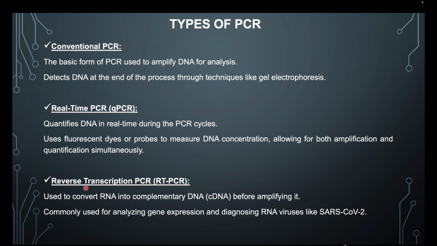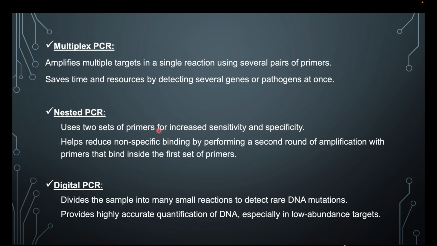Now reverse transcription PCR. Here what happens? It is used to convert RNA into complementary DNA before amplifying it. So it is commonly used for analyzing gene expression and diagnosing RNA viruses like SARS-CoV-2, etc. Multiplex PCR amplifies multiple targets in a single reaction. Usually we target a specific region of DNA. But in multiplex, you can target multiple regions in a single reaction using several pairs of primers.